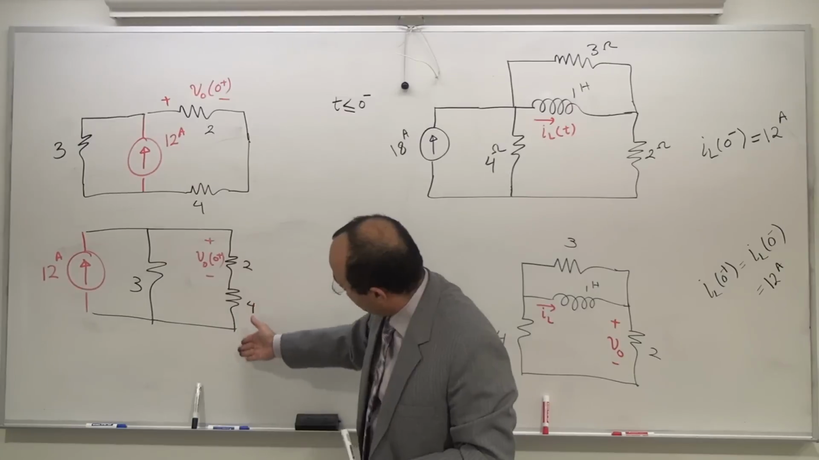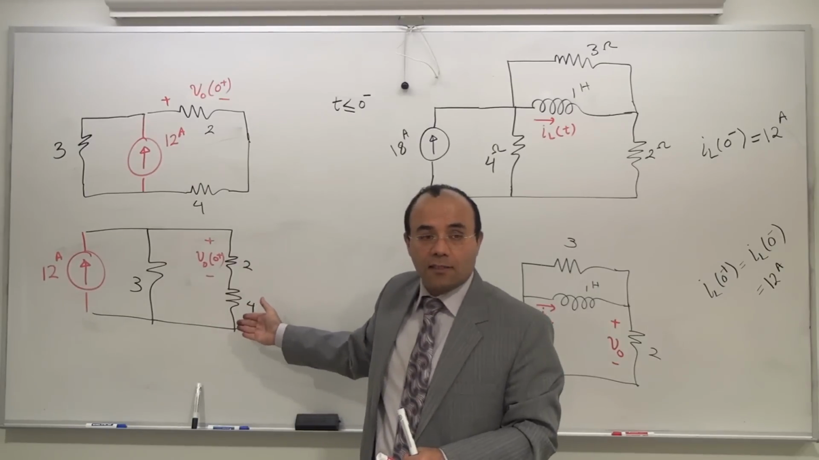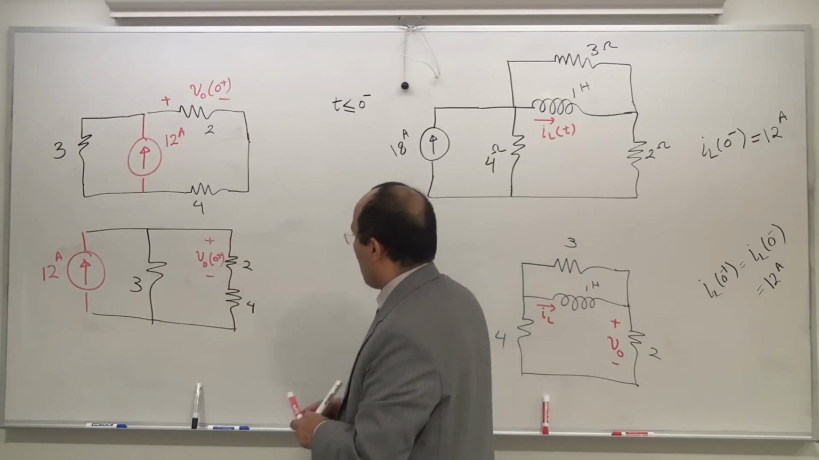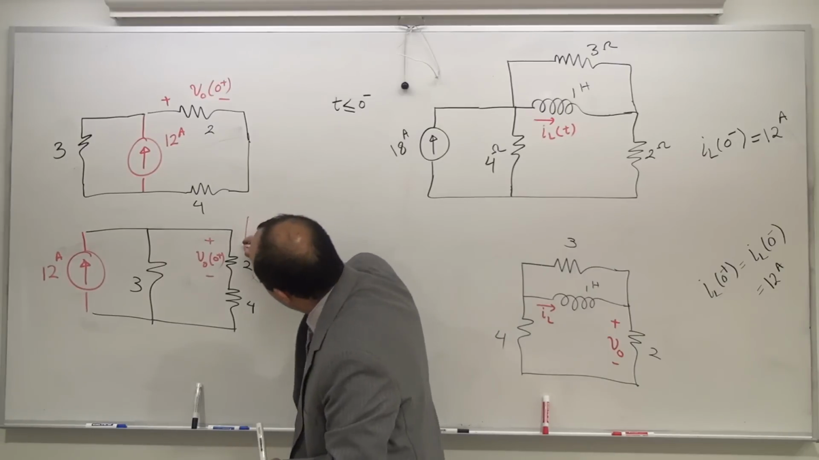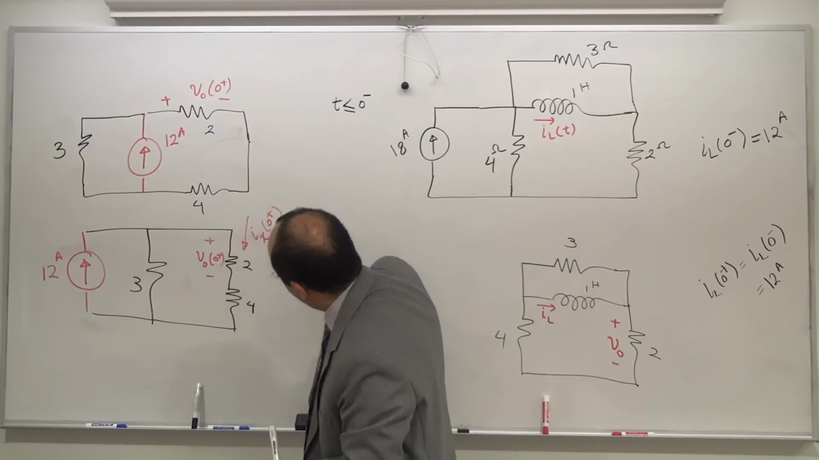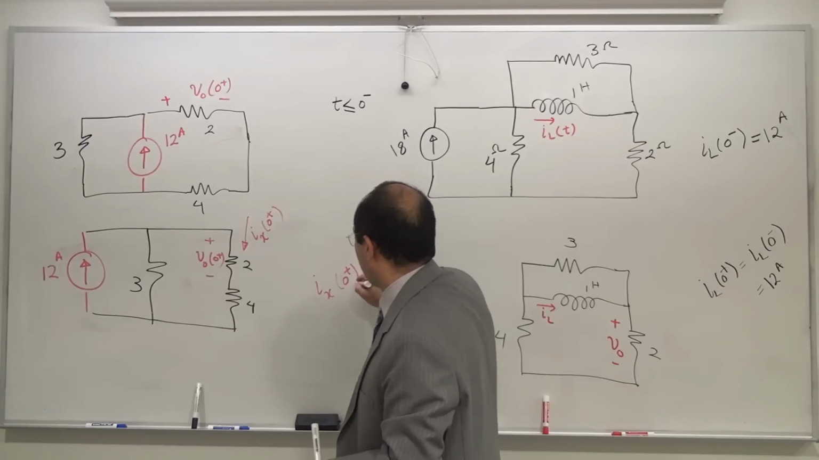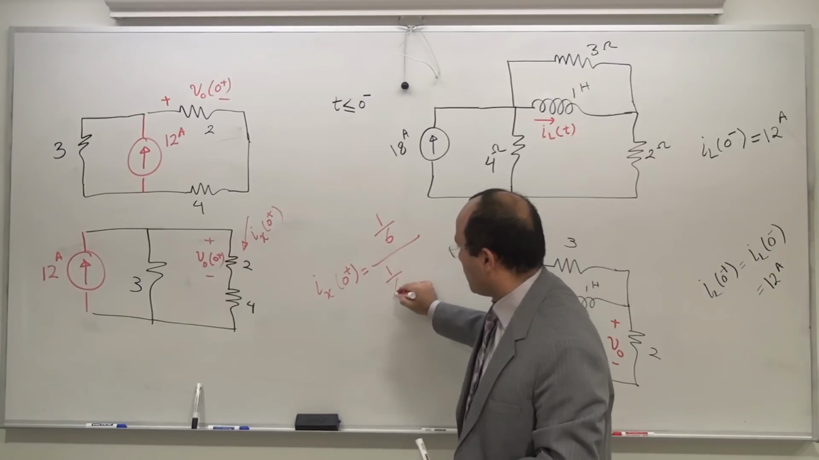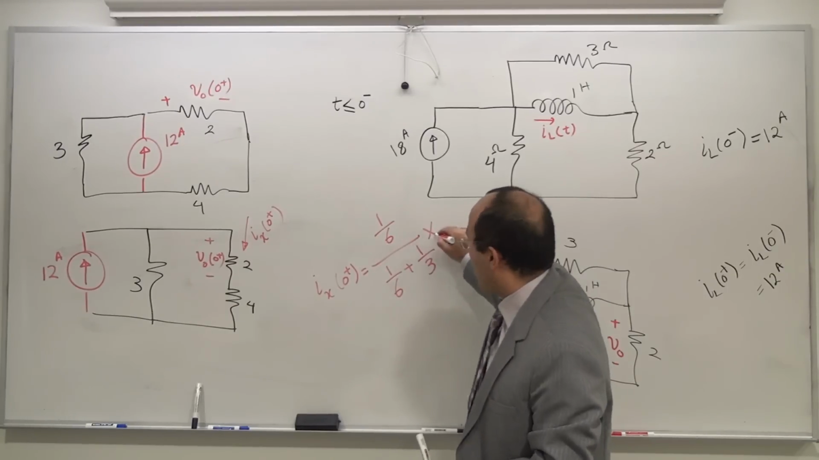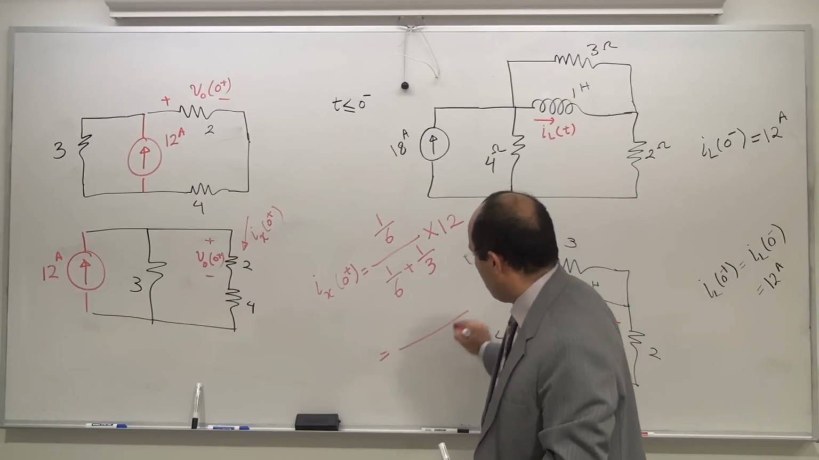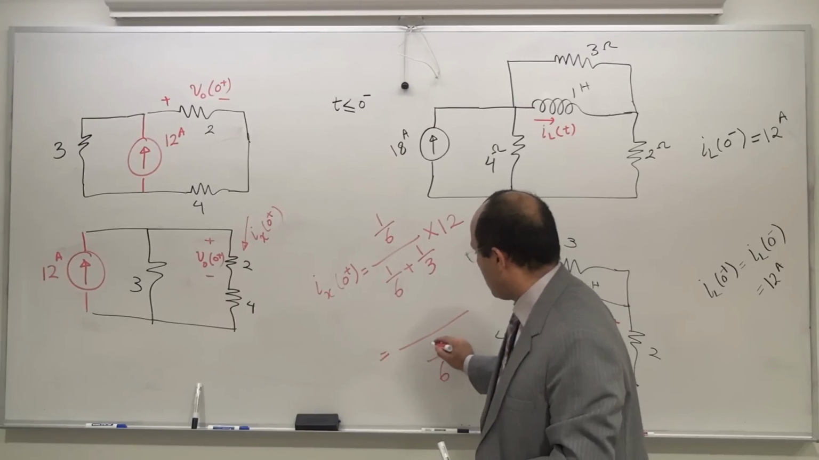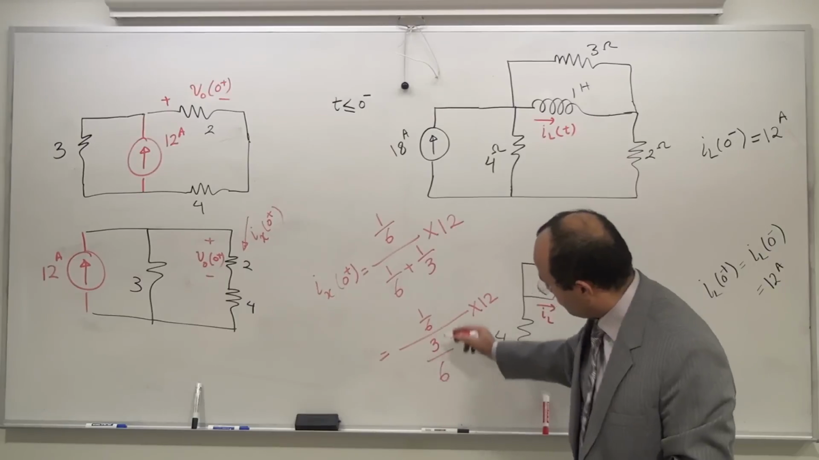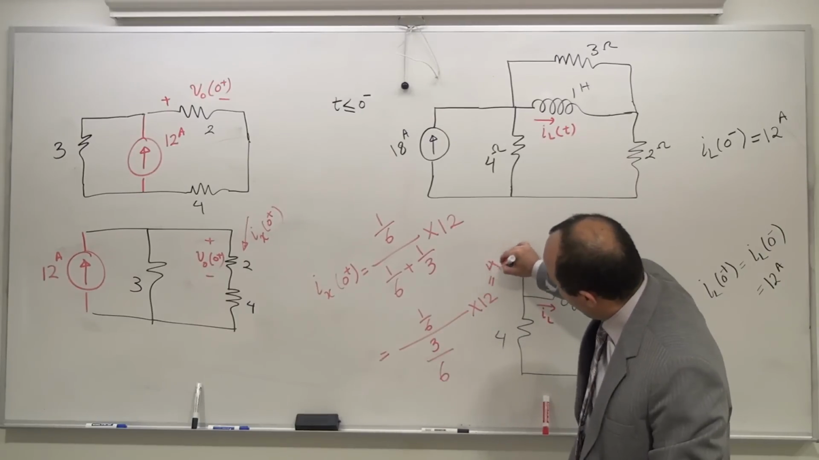So if I find this current, and I can find that current through the current division principle, if I find this current, I certainly can find VO of 0 plus. So how much is, let me call this Ix of 0 plus. Ix of 0 plus is equal to 1 over 6, 2 plus 4, 1 over 6 2 plus 4, 1 over 3 times 12. So let's simplify this. This is going to be 6, 1 plus 2, that's going to be 3, 1 over 6 times 12. 6 and 6 is gone, 1/3 12, that's going to be 4 amp.